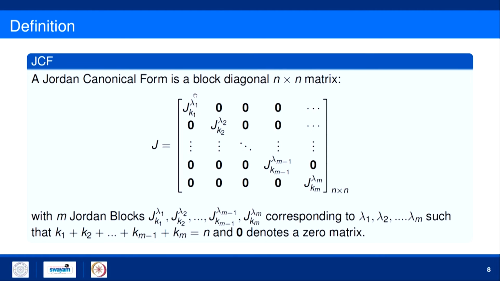Here J_k1(lambda 1) is a Jordan block corresponding to eigenvalue lambda 1 and size k1. Similarly for the others, and so on, with m Jordan blocks, as I told you, corresponding to eigenvalues lambda 1, lambda 2, up to lambda m, such that k1 plus k2 up to km equals n, that is the size of the matrix, and 0 denotes a 0 matrix.